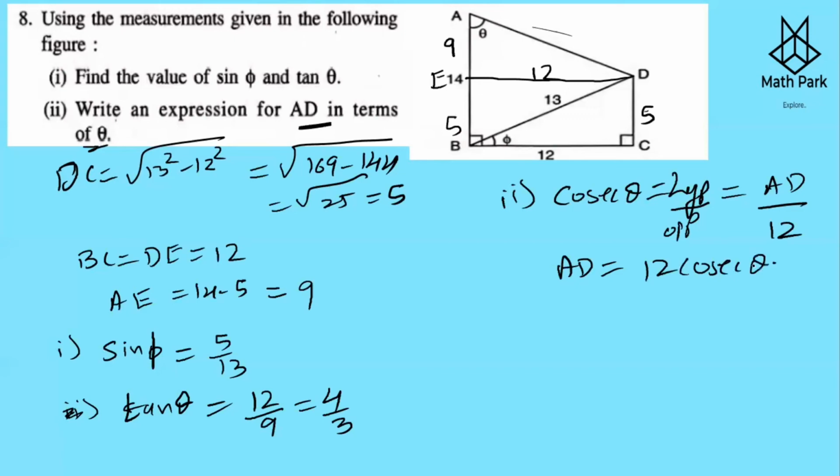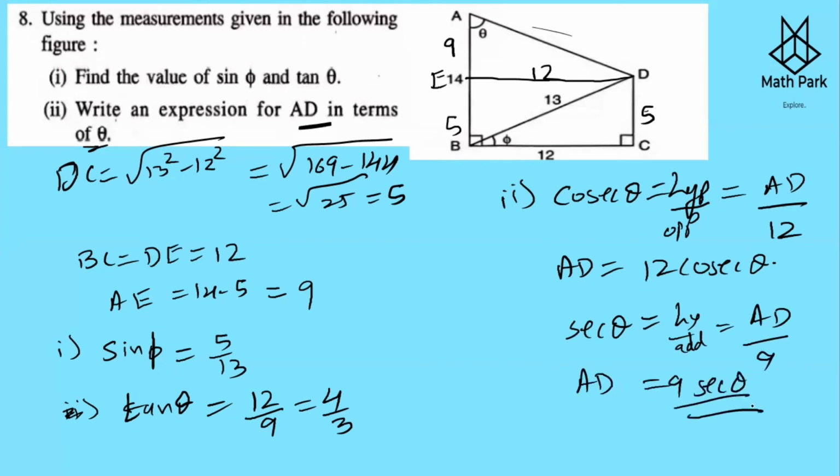This is one value we got. If I use sec theta, sec theta is equal to hypotenuse upon adjacent, which is going to be AD upon the adjacent, 9. So you get AD is equal to 9 sec theta. So these are the two values we got in terms of theta for AD.